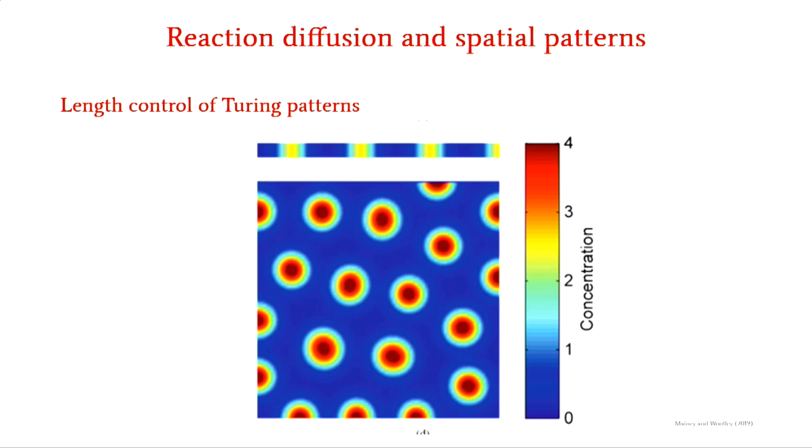So again, in this figure and in this figure, the parameters are the same. The only thing that has changed is the ratio of the lengths of the system. Here it is like a square, here it's like a rectangle. By changing the geometry of your system, you can change the type of pattern that you get. So for example, the circular patterns.